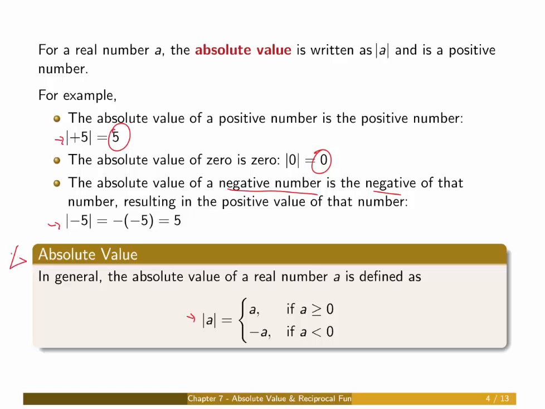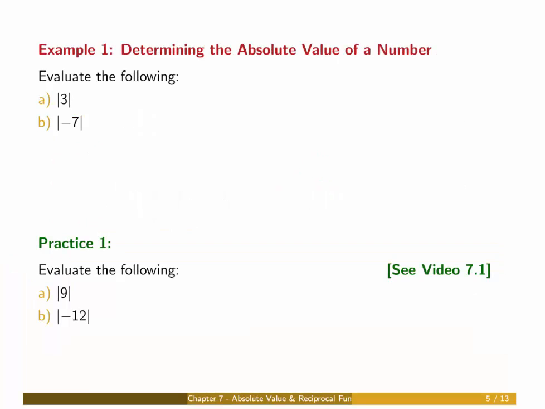So why don't you star this? That was a terrible star. But why don't you star this absolute value definition in your notes? This will always output a positive number, or positive expression, I should say. So I did example one in your notes and you have the solutions.